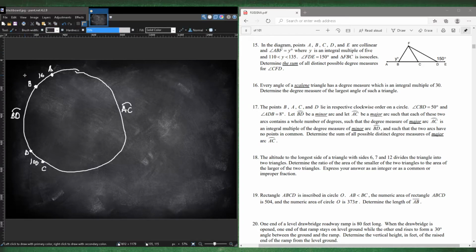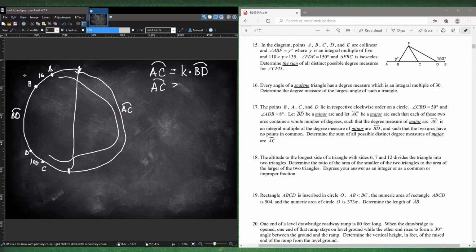Okay, and they said that AC is a multiple of BD. So let's just say some kind of scaling factor. Let's just call it K times BD. And we also know AC has to be greater than 180, right? Because it's this arc. And if we draw a diameter here, it has to go over, it has to be behind it. So this is 180, so this makes it bigger than 180. So this has to be greater than 180.